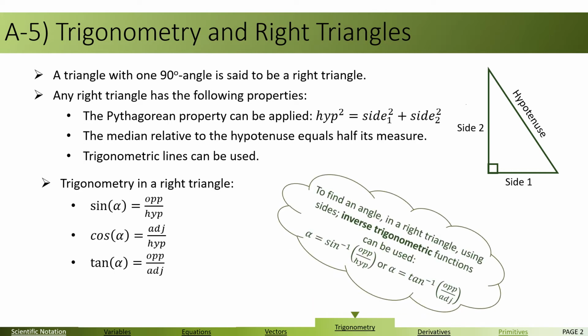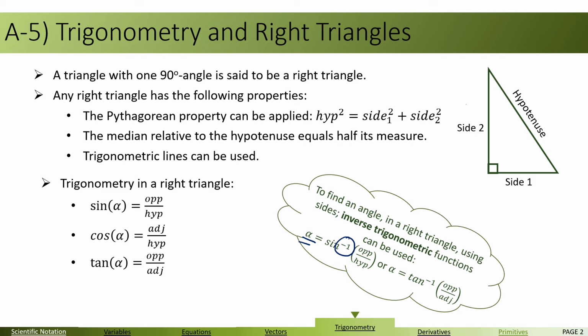To find a side, over here we are given an angle, we find opposite and hypotenuse, we find the ratios. But if we need to find an angle using trigonometric lines, we use what's known as the inverse trigonometric functions. And these are written as alpha, the angle, being sine inverse of opposite over hypotenuse.